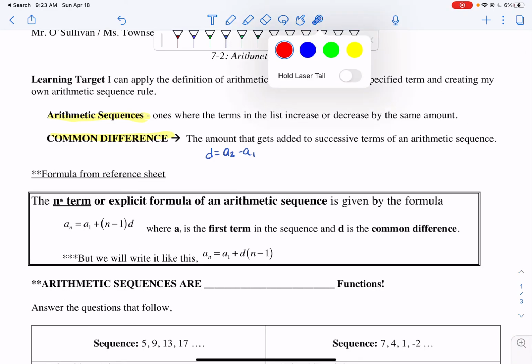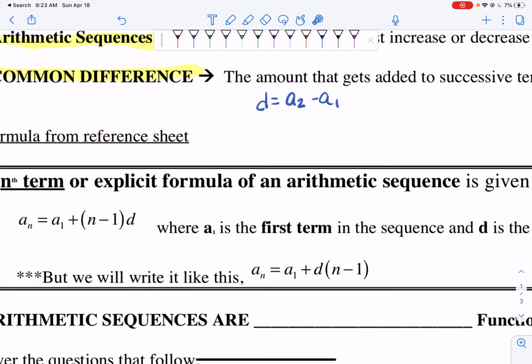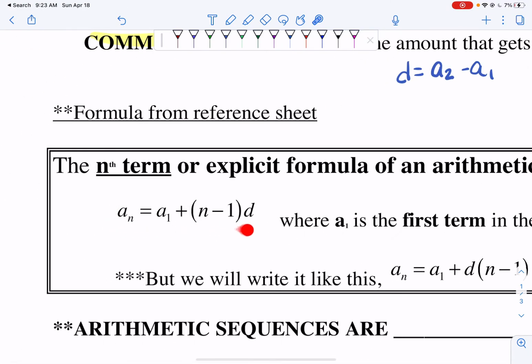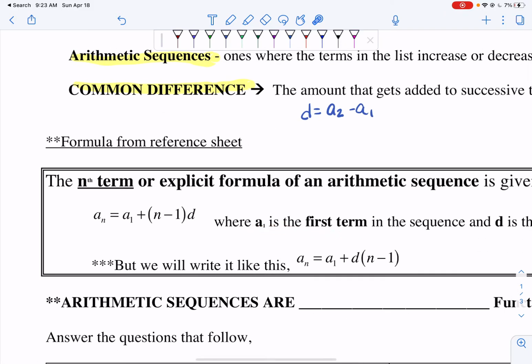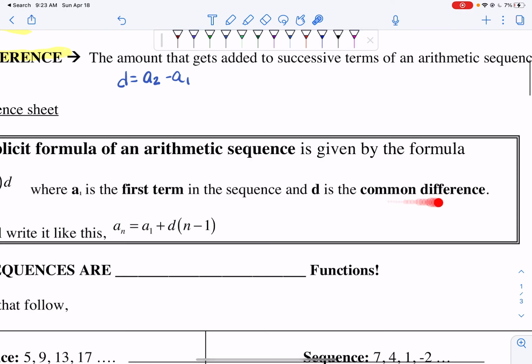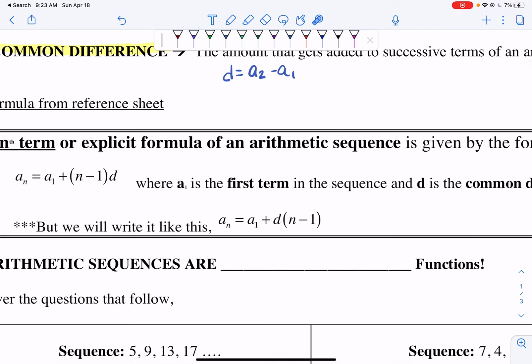The nth term, or explicit formula, of an arithmetic sequence is given by the formula a sub n equals a sub 1 plus n minus 1 times d, where a sub 1 is your first term and d is your common difference. This is how it's given to you on the reference sheet. I don't write it like that. I write it like this: a sub n equals a sub 1 plus d times n minus 1. I like to write my common difference in front of my parenthesis, not after it.